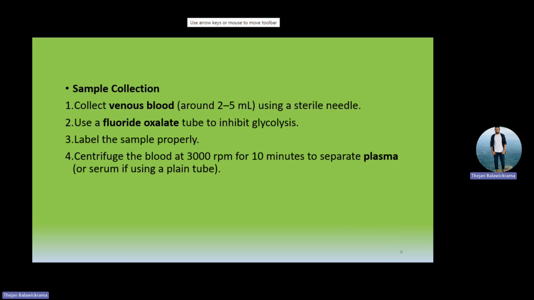So we need to separate what is inside. Most heavier ones down, most lighter ones on top.